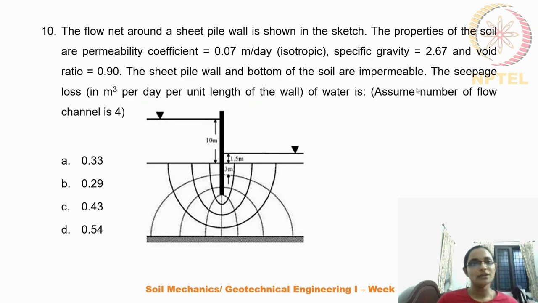The flow net around a sheet pile wall is shown in the sketch. The properties of the soil are: permeability coefficient is 0.07 meters per day, isotropic, specific gravity is 2.67 and void ratio is 0.9. The sheet pile wall and the bottom of the soil are impermeable. The seepage loss in meter cube per day per unit length of the wall of water is... We are asked to assume number of flow channels as 4.